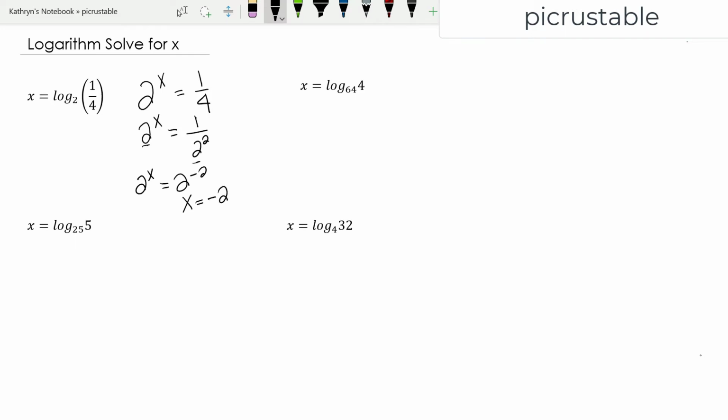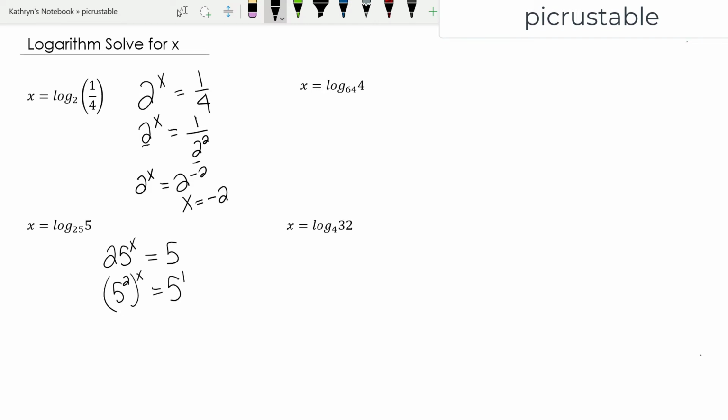Let's look at the next one. We have x equals log base 25 of 5. And we're going to rewrite it again. We'll have 25 to the x equals 5. Well, we need the same base. One thing I know is that if I have 5 squared, that will be the same base.